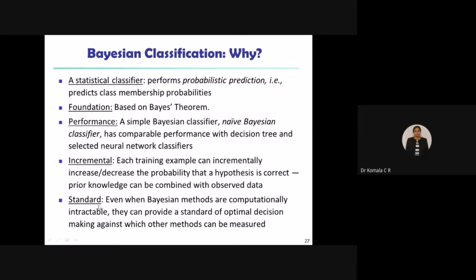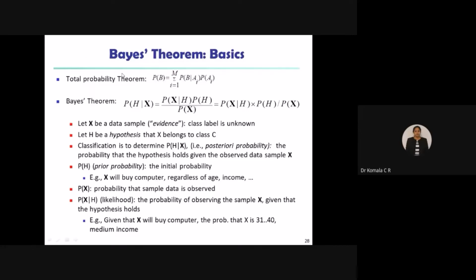Coming to the next one, standard. Even when Bayesian methods are computationally intractable, they can provide a standard of optimal decision making against which other methods can be compared. Other methods include the rule-based classifier, k-nearest neighbor algorithm and decision tree. So this is one standard method. For Bayes theorem, the probability of B with respect to A is defined as the sum of P of B given Ai, where A is one of the attributes and B is another attribute, into P of Ai, where i lies from 1 to m.